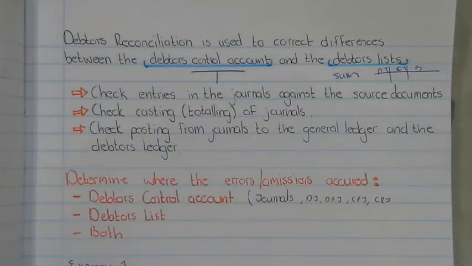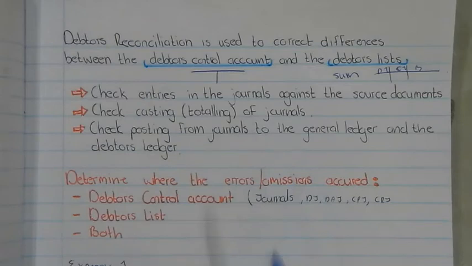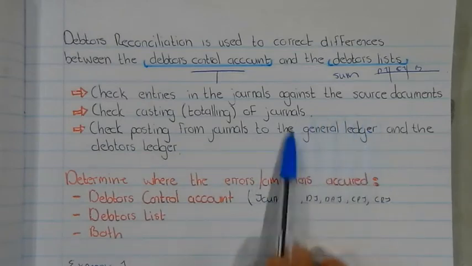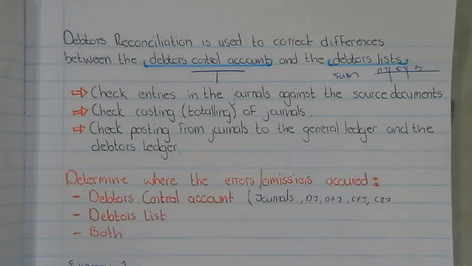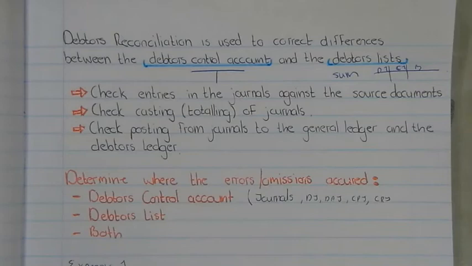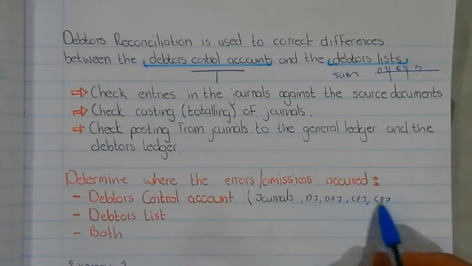Remember, each time when we make an entry in a journal, it will go to the debtors ledger immediately, and then at the end of the day, my journals will also be posted to my general ledger. In the reconciliation, we will have to determine where the error or omission occurred. Was the error or omission in my debtors control account? Remember, this is when my journals will be affected.